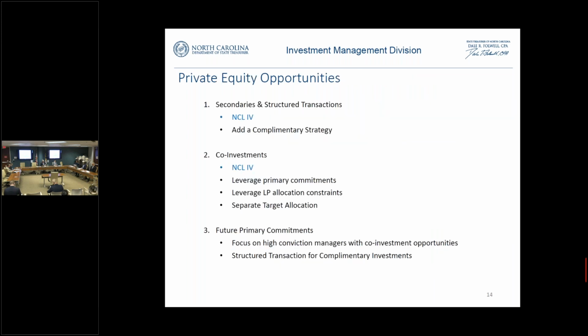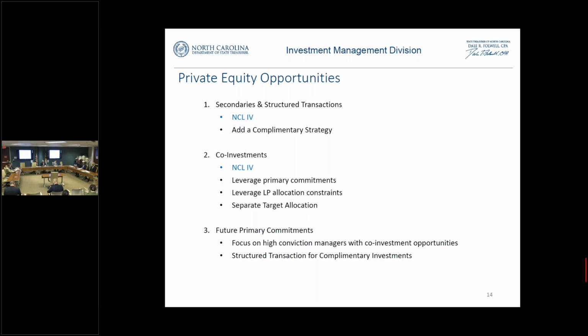Next page. So the opportunity set. We mentioned NCL 2 and 3 and the co-investments. Well, we'd like to be able to do an NCL 4 as well. That has paid off in spades, and we continue to see good opportunities. So we think it's a nice use of capital.